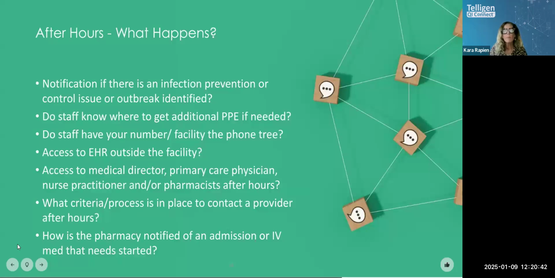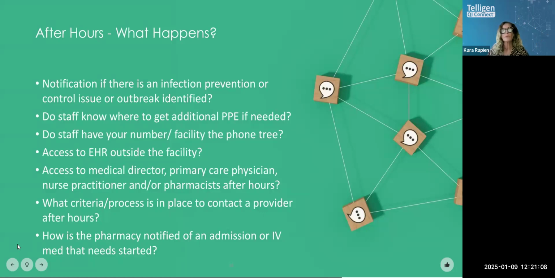Are you notified if someone is transferred to the hospital, whether it's infection control related or not? Or maybe someone develops a wound and it's on a weekend. Are you notified of that? You may not be the wound nurse, but that wound could become infected. So being in the know of everything with the wounds is extremely important as well. You know, many facilities have an on-call rotation, right?